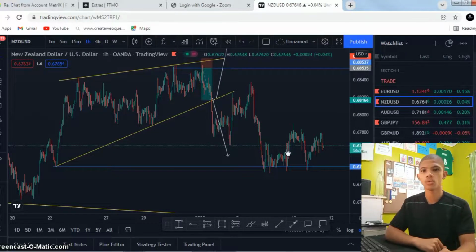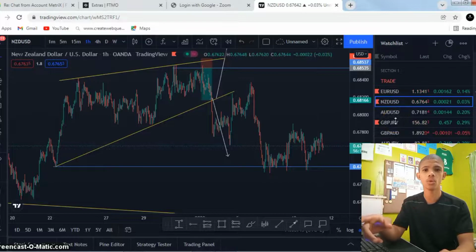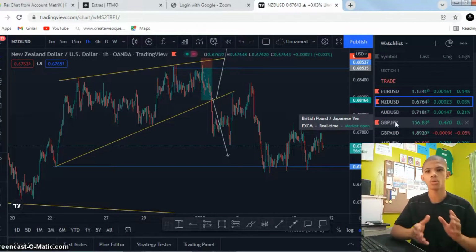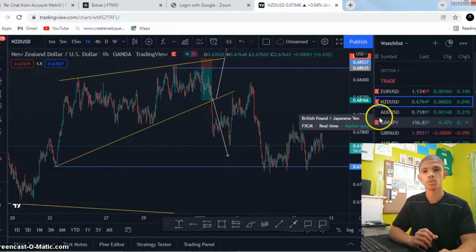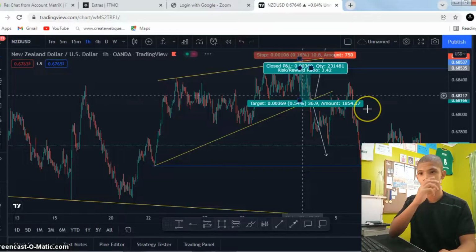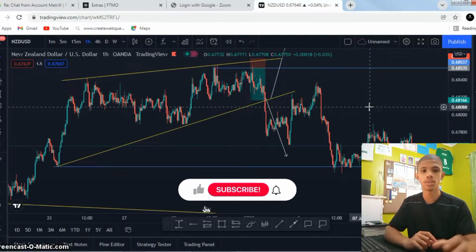Alright guys, so now that we went through GBP JPY, we'll have a look at New Zealand USD. What I failed to mention was this is the three trades that I took last week, at the end of or the start the first week of January. So with no further ado, let's get into this analysis. This is New Zealand USD.